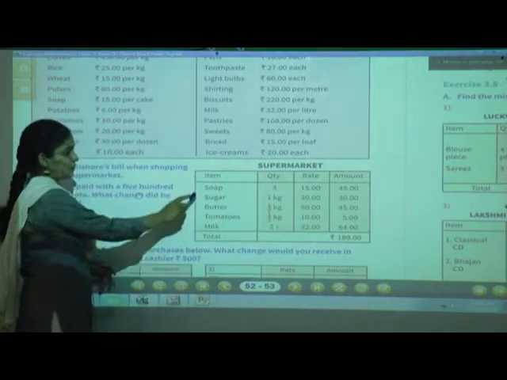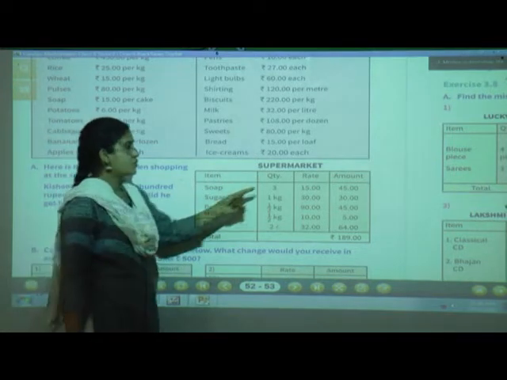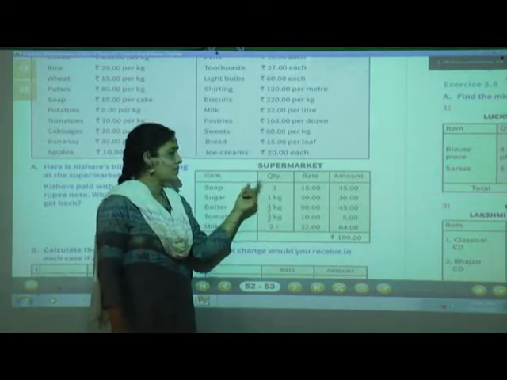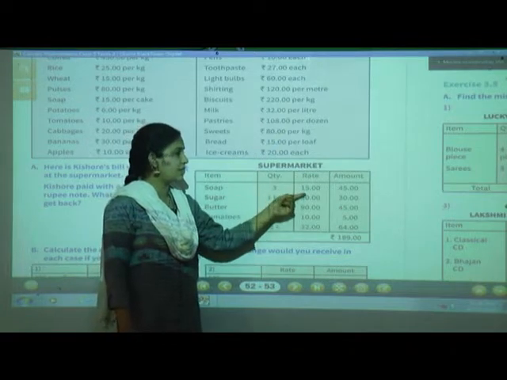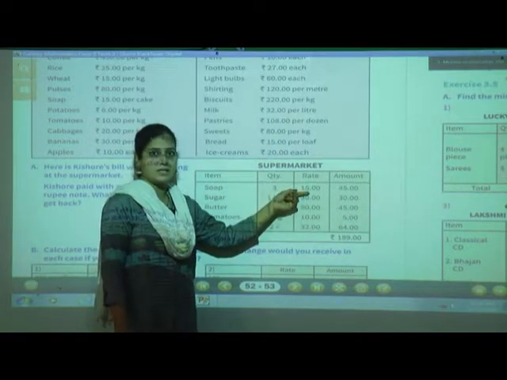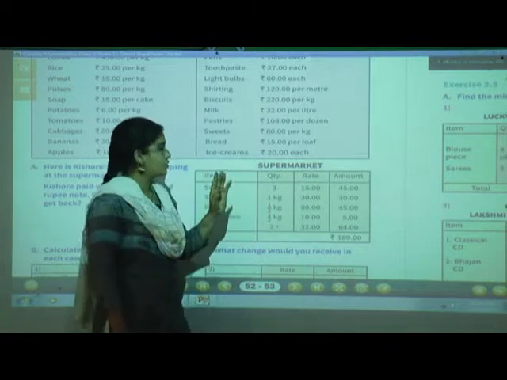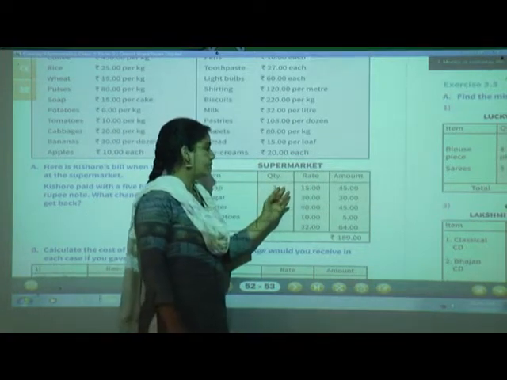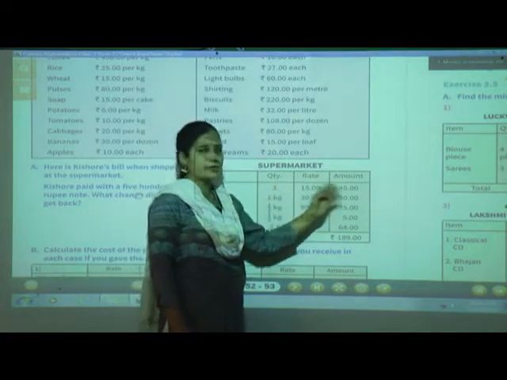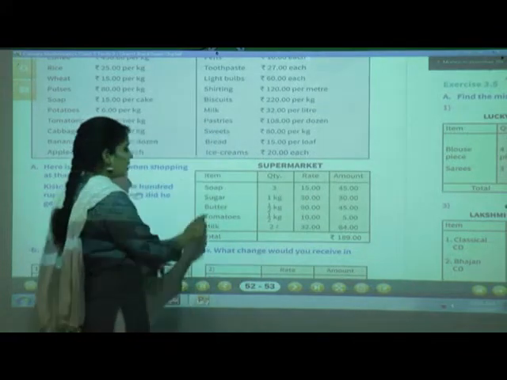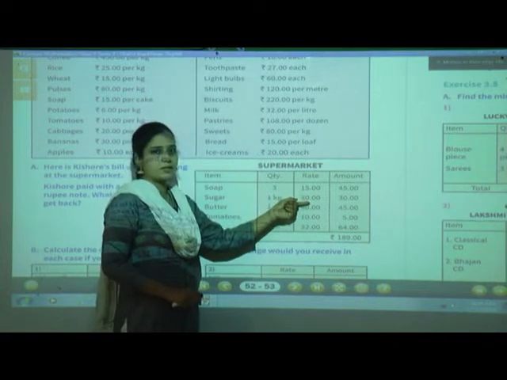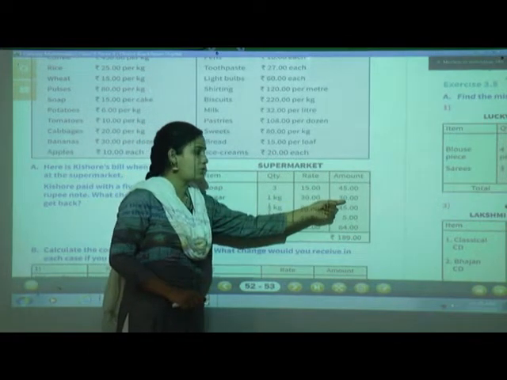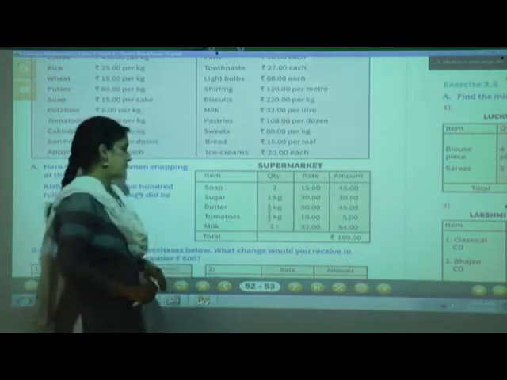You can see here soap. The quantity of soap is 3, that means he bought 3 soaps. The rate is 15. This rate is for 1 soap. So when you multiply 15 and 3, the answer is 45. Now sugar. See, 1 kg sugar rate is 30 rupees. So your total amount is also 30 rupees.